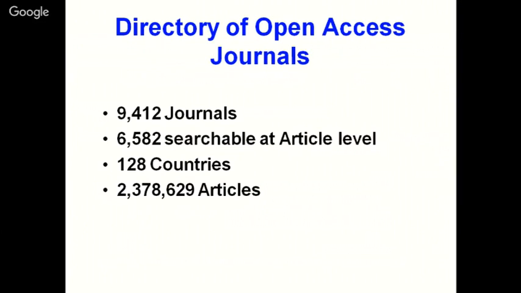Then you have directory of open access journals. Now, this directory provides you a list of 9,412 journals which you can freely access. And you have 6,582 searchables at article level. ये आपके पास है, और data information from 128 countries is available. और ये total number of articles which you can access. जब मैंने इसको अभी थोड़ी दिन last month I accessed it.